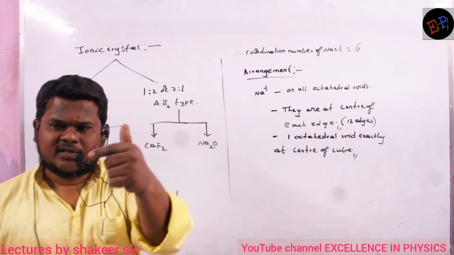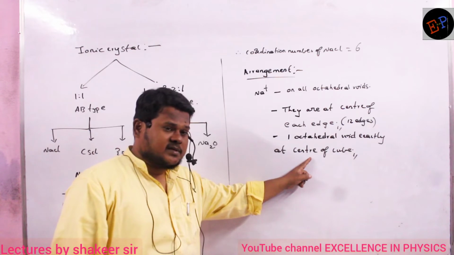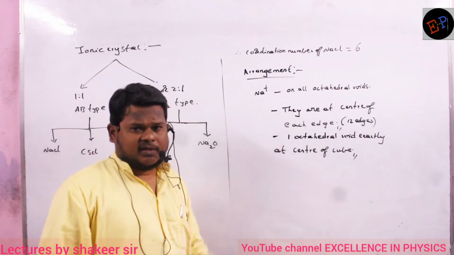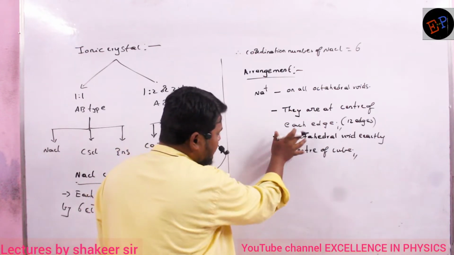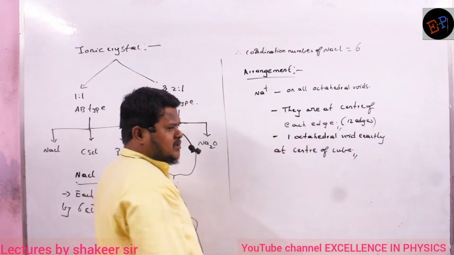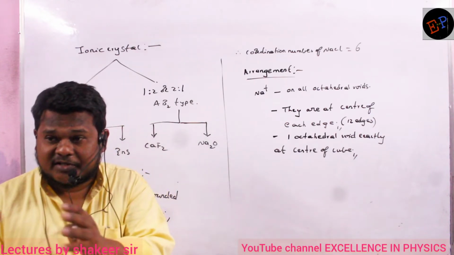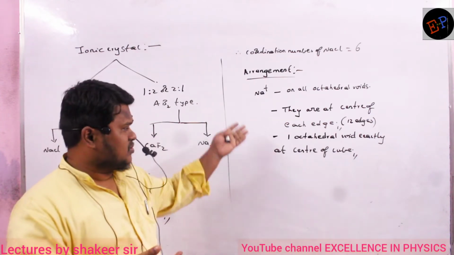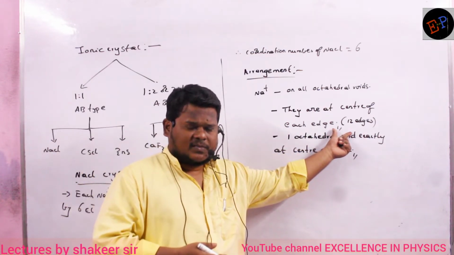Octahedral voids will be present at the centers of the edges, and one octahedral void will be present exactly at the center of this cubic unit cell also. So how many Na+ ions are touching this cubic unit cell? Totally how many Na+ ions are touching? How many edges? 12 edges. So 12 Na+.